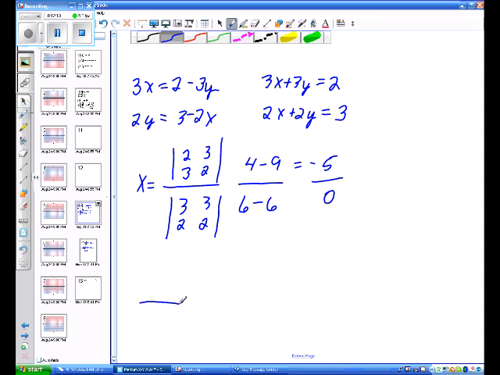So this is what happens. If you've got some number, we're going to just say a number, c, and your denominator is 0, but you have a numerator that is not 0, then this is going to be inconsistent, which means you have parallel lines. So there's no solution. That's what inconsistent means. There's no solution.